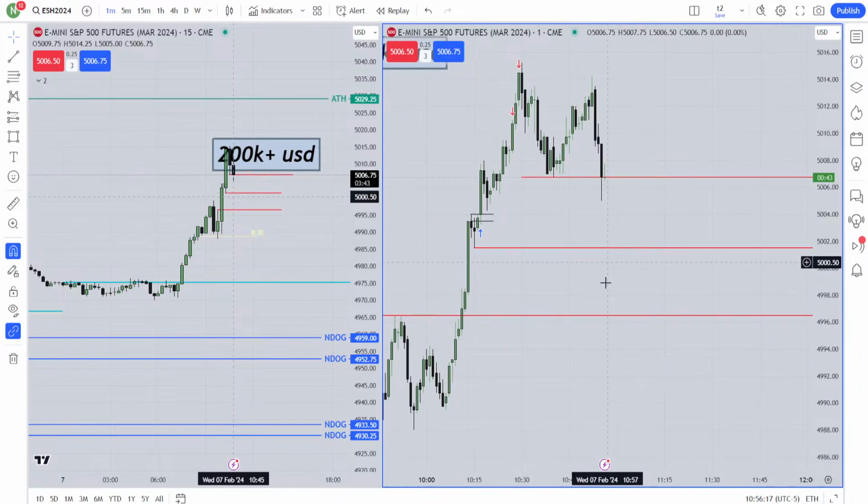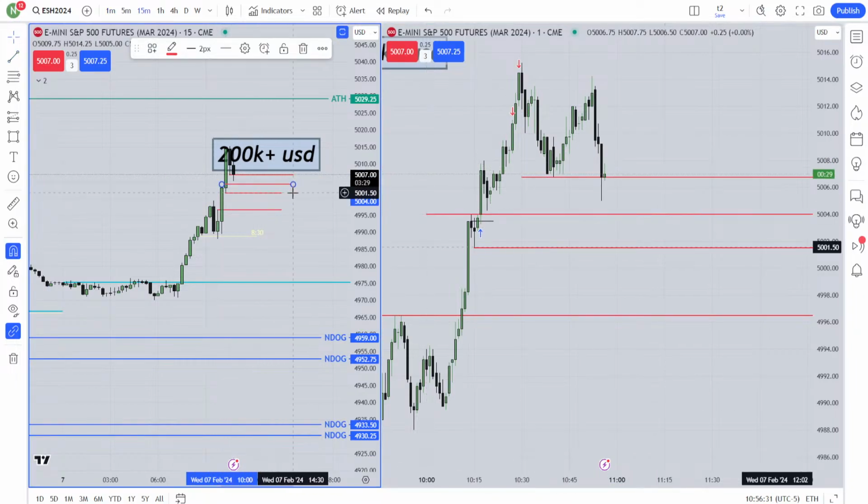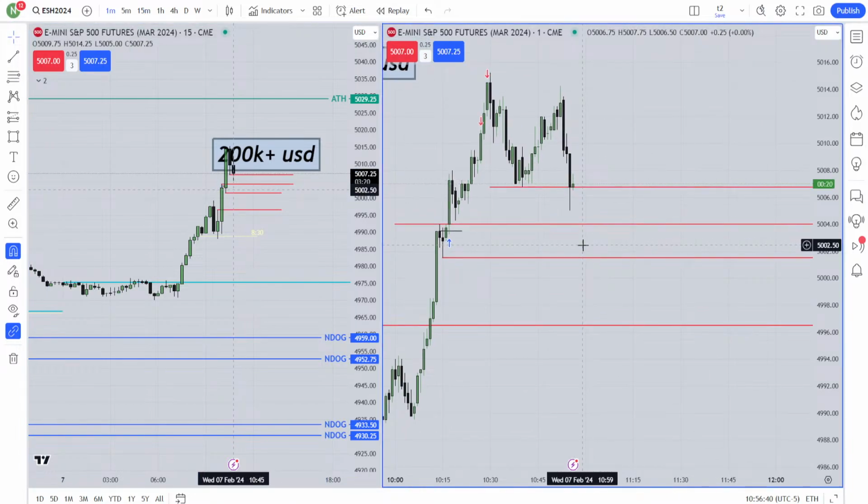I will let price come here to this fair value gap. I'm not willing to take anything if the market reverses from this in between two levels. Let me just mark the low of that fair value gap. So this is the low of that fair value gap. This is a fair value gap. That is a fair value gap.